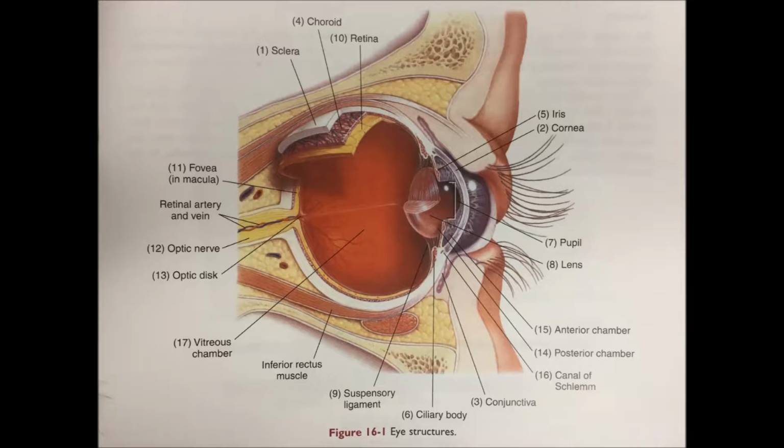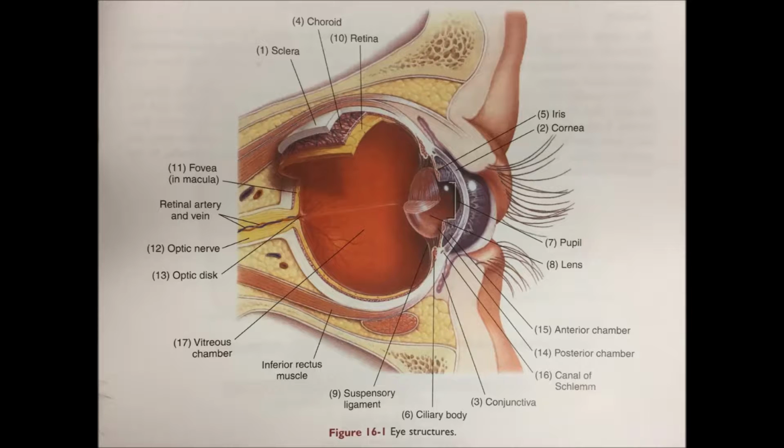The third tunic is the sensory tunic, the one responsible for vision. The sensory tunic is the delicate double-layered retina. It consists of a thin outer pigmented layer that covers the choroid and a thick inner nervous layer. The retina is responsible for the reception and transmission of visual impulses to the brain.